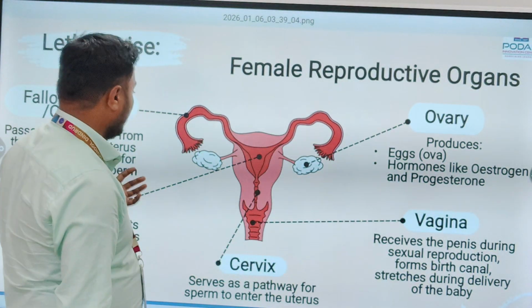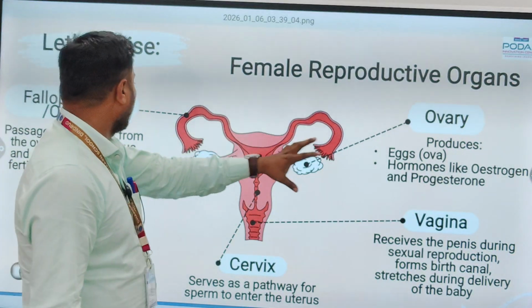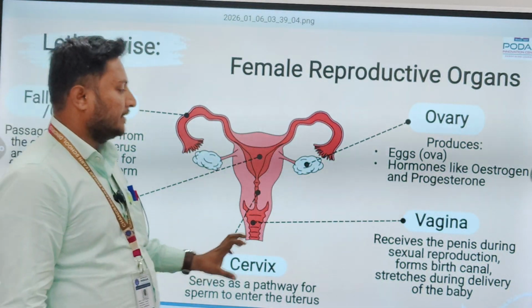So in this way you can see the different organs present in the female reproductive system: the ovary, fallopian tube, uterus, cervix and vagina.